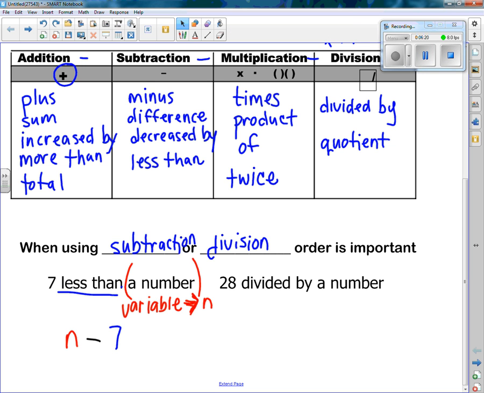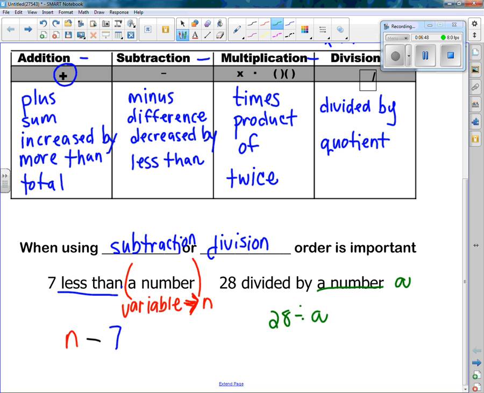Okay, next one, this one's a little bit more straightforward. This is going to keep the order consistent. So here we have 28 divided by, again we have a number, so we're going to have to introduce a variable. This time let's use the variable a. So we're going to have 28 divided by this number a. Again, whenever you're using subtraction or division, take a couple of minutes to make sure that you have the correct order.